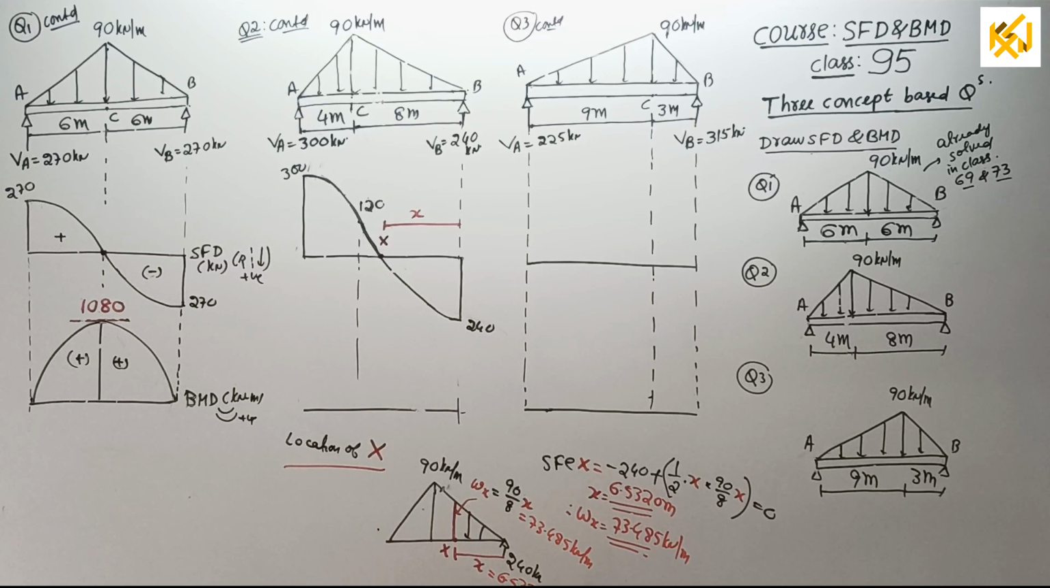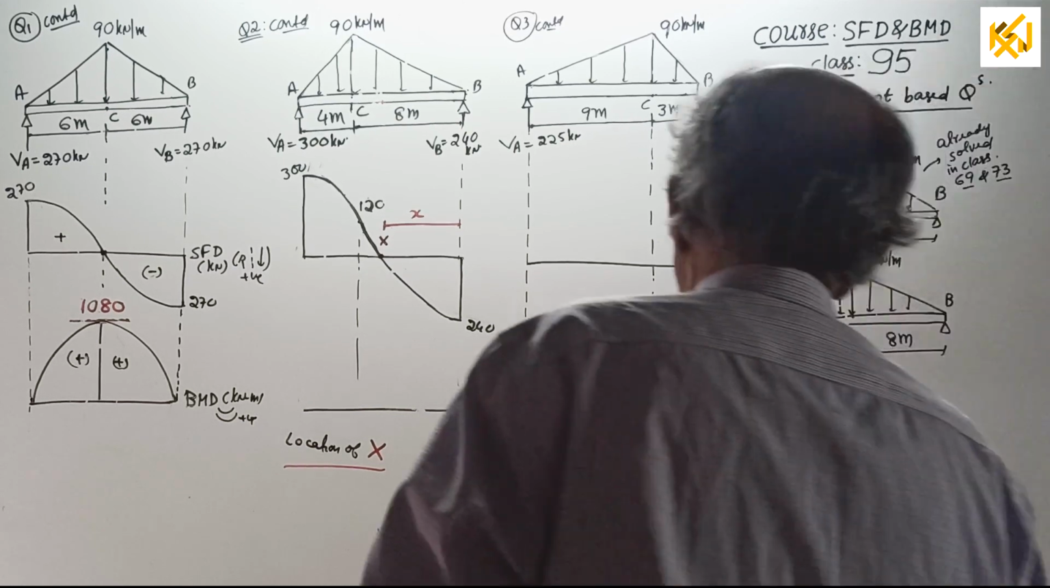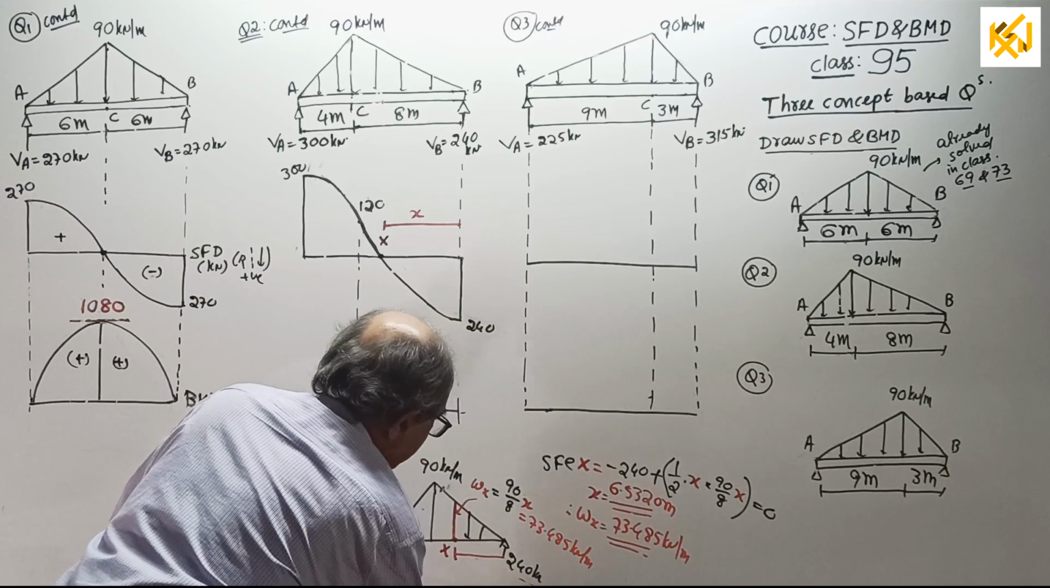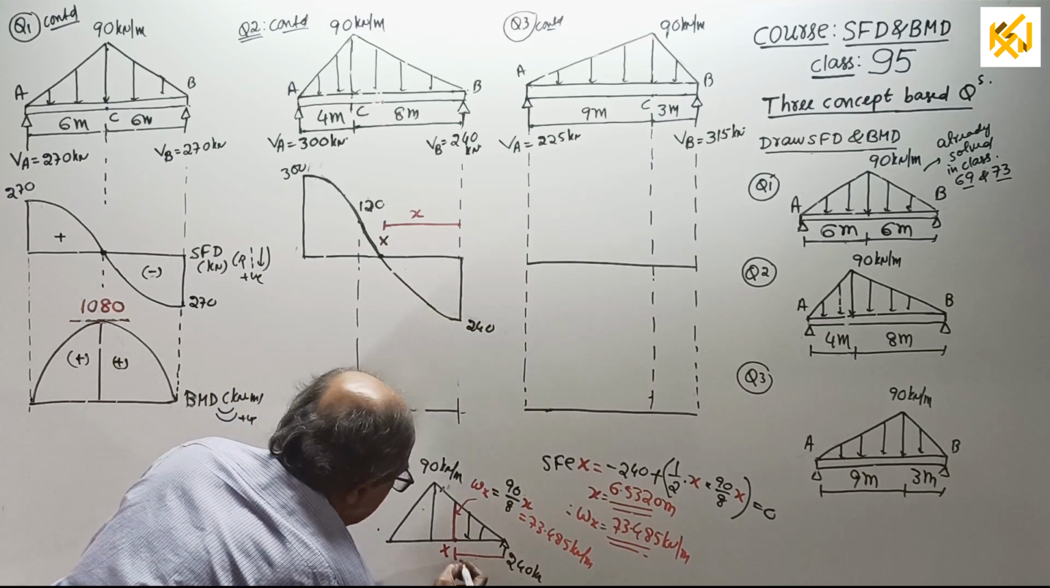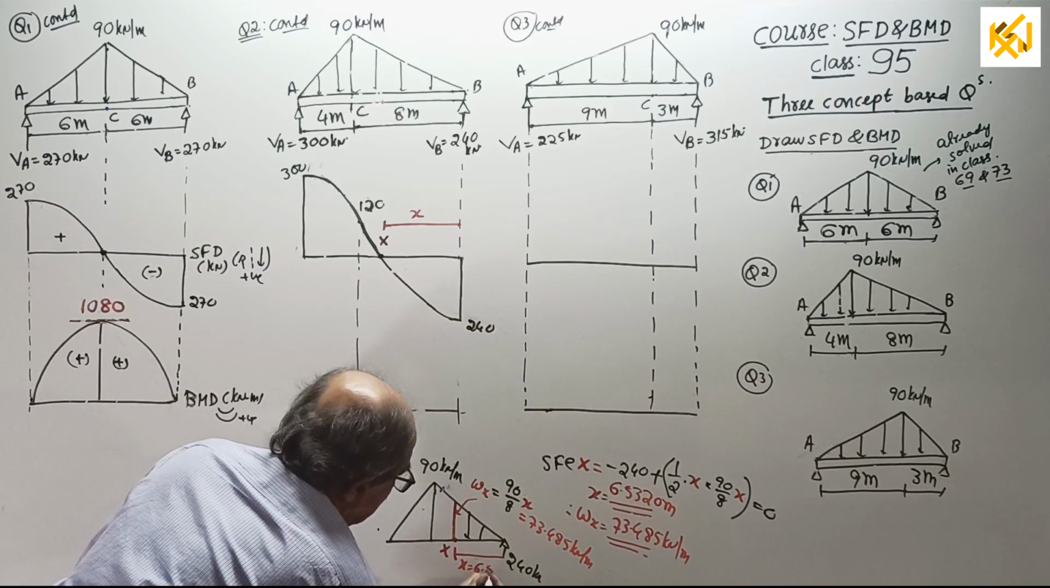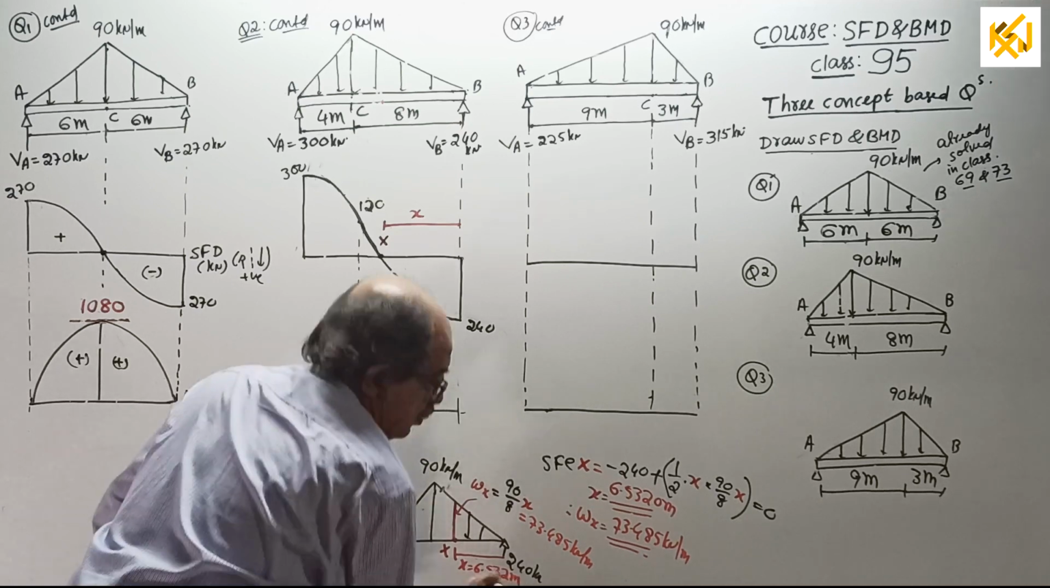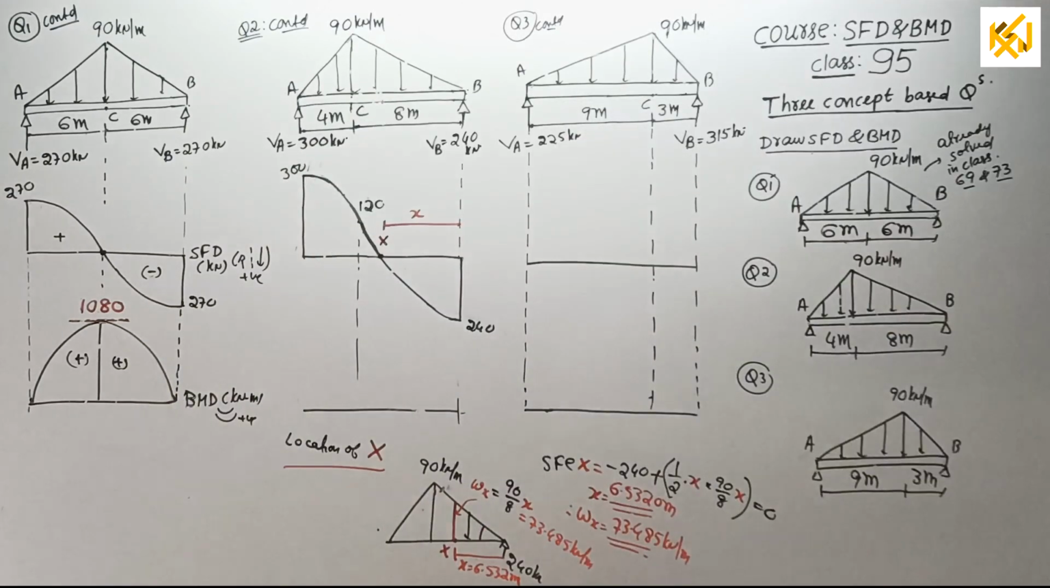No, it has not come. I should re-enter it, 6.532 meter. I should enter once again because it went outside. X equal to 6.532 meter. What to do? Such things I have to take care.